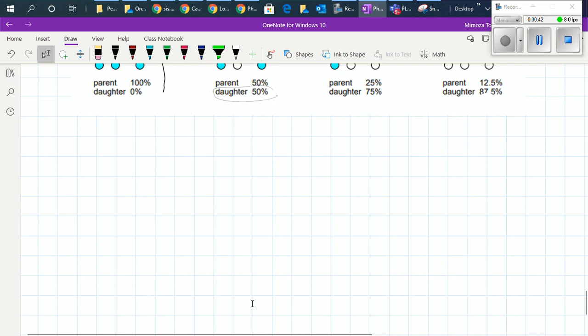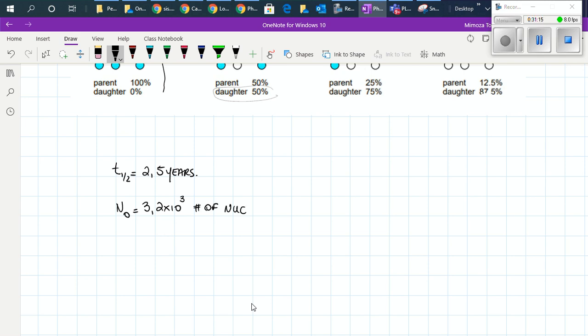So if we have a radioactive decay with a half-life of 2.5 years, and the original sample is 3.2 times 10 to the power of 3 nuclei, what is the number of nuclei at 5 years?